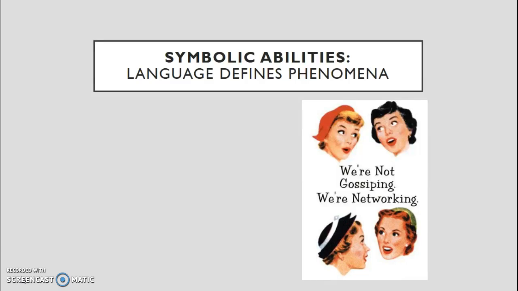So there are also symbolic abilities that are a part of language that help us to define phenomena. So language shapes perception. I have this image here about, we're not gossiping, we're networking. And so typically when we think about gossip, it's assigned to women, but men gossip too, right? But it may be called locker room talk, or it may be done a different way that isn't perceived as being similar to what women do when they talk. And so we have our individual and our collective perceptions about how people communicate in that way.